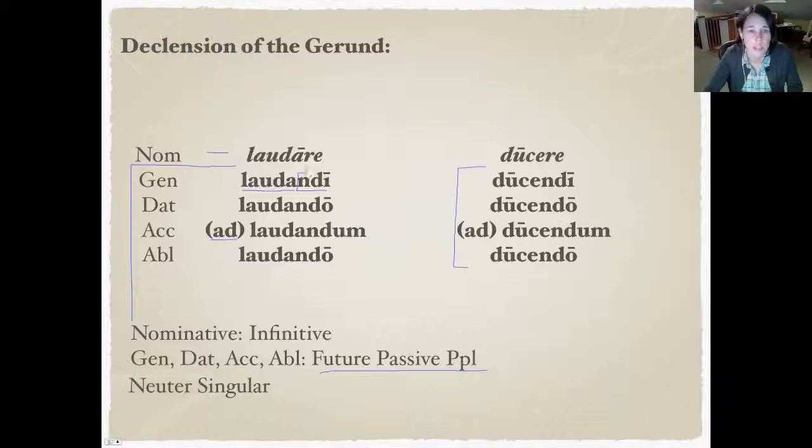That was when it was functioning like an adjective, right? It was functioning as a participle. Now we're looking more at the noun endings of this participle. And again, it's taking neuter singular endings. So, the gerund. In order to decline the gerund, what you're going to do is you're going to take the future passive participle, you're going to give it neuter singular endings, and you're done.